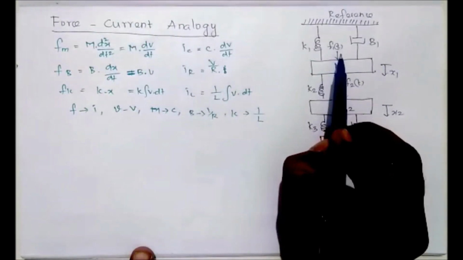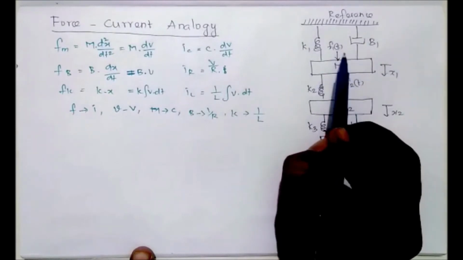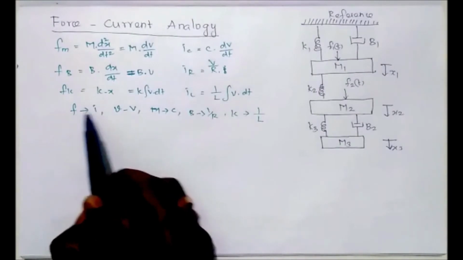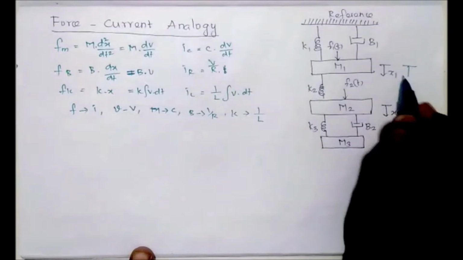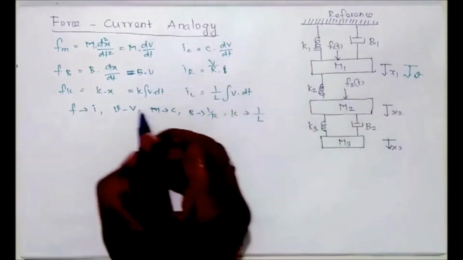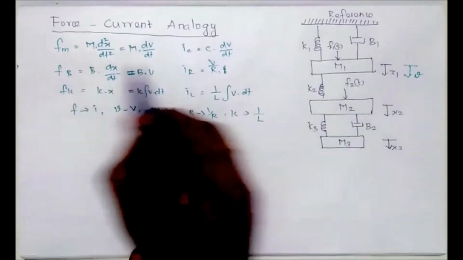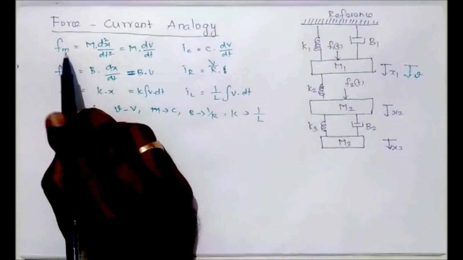It means here in mechanical, force is applied. For electrical, the equivalent is current, because force current. Therefore in mechanical input is force, electrical input is current. In mechanical, if input is velocity, in electrical we have to consider it as voltage. Next, for all three basic mechanical elements we have to write the force equations.